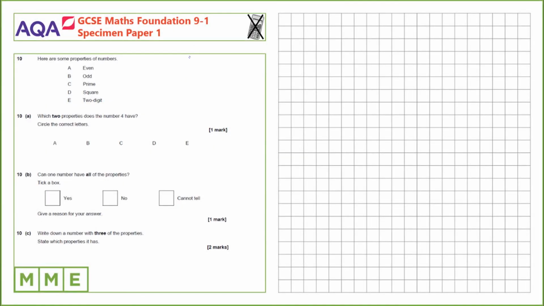Question 10. Here are some properties of numbers. Which two properties does the number 4 have? Circle the correct letters for 1 mark. So 4 is divisible by 2, so it's even. It can't be odd because it's even.